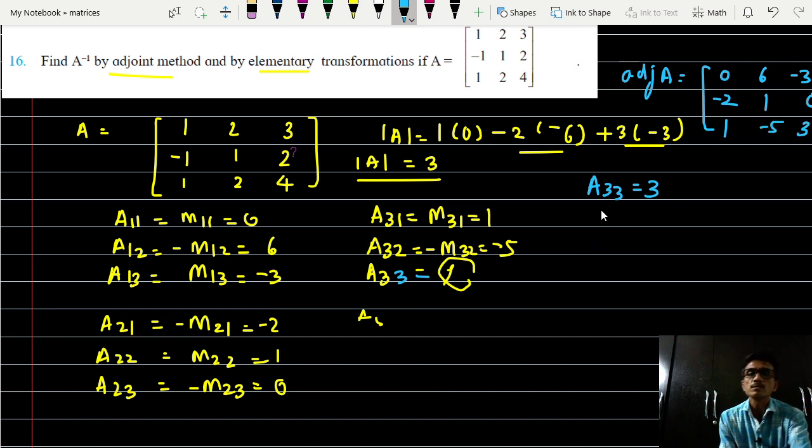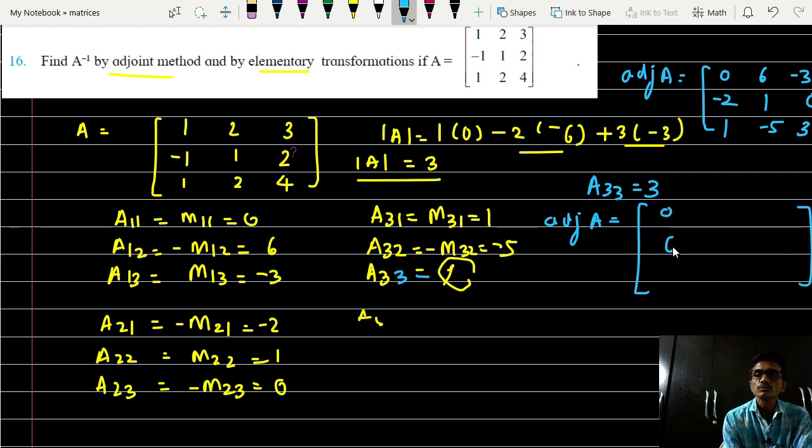तो ट्रांसपोज लिखना है आपको. एडजॉइंट ऑफ ए इज इक्वल टू ट्रांसपोज मतलब इंटरचेंज करना है rows and columns. 0 6 minus 3, minus 2 1 0, 1 minus 5 3. This is what adjoint of a matrix. Determinant कितना है 3 है.